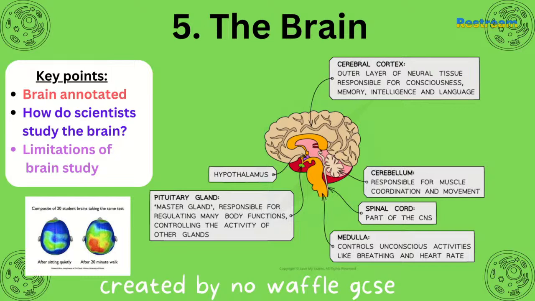Now that's the brain annotated. Secondly, how do scientists study the brain? They can see an image on the left-hand side, which has an MRI image of the brain, magnetic resonance imaging. And that's one way that scientists can study the brain.